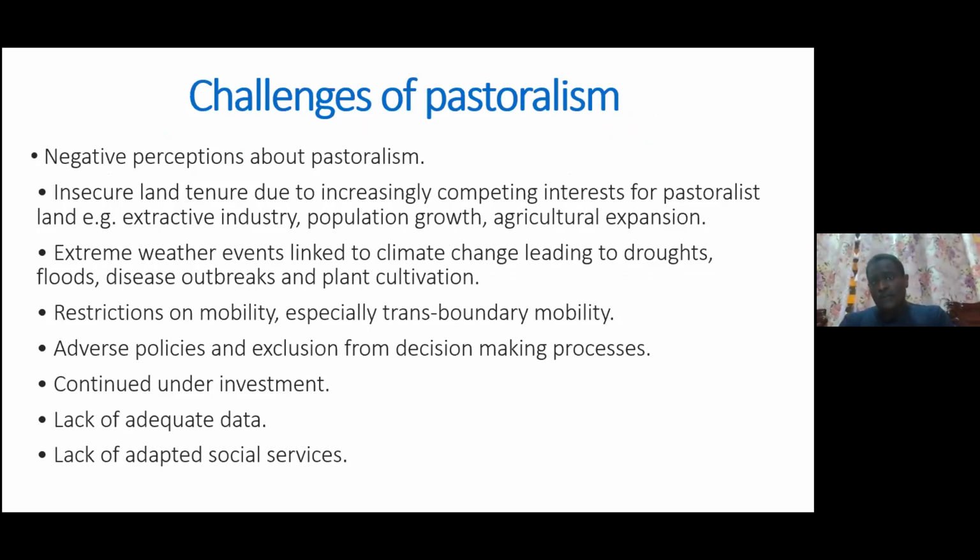The challenges of the pastoralists: the negative perception about pastoralism, because in urban areas pastoralism is refused, as it is seen as meaning an illiterate, uneducated community with poverty and famine and so on. Insecure land use due to increased competing interests on pastoralist land, for example extractive industry, population growth, and agricultural expansion.